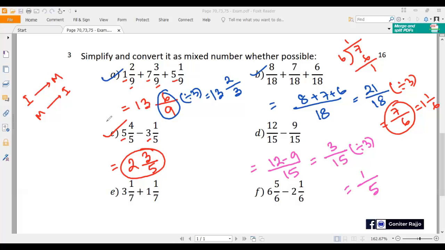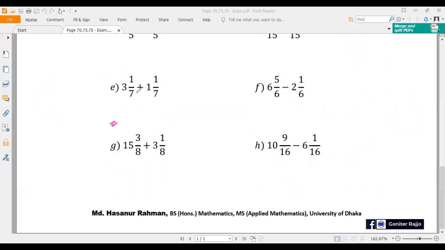Now number E. Number E, look at this. If we add 3 and 1, what will it be? It will be 4, because at first we have to add the whole numbers. 3 plus 1 is 4. Then 1 by 7 and 1 by 7 are both like fractions. So we will just add the numerators. 1 plus 1 will be 2. So 4 whole 2 by 7 will be the final answer of number E.